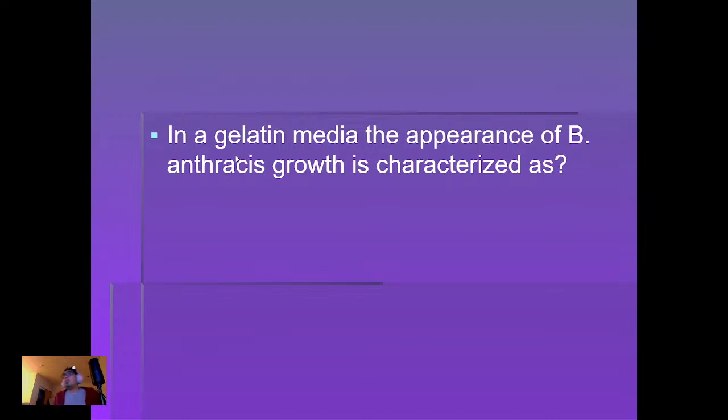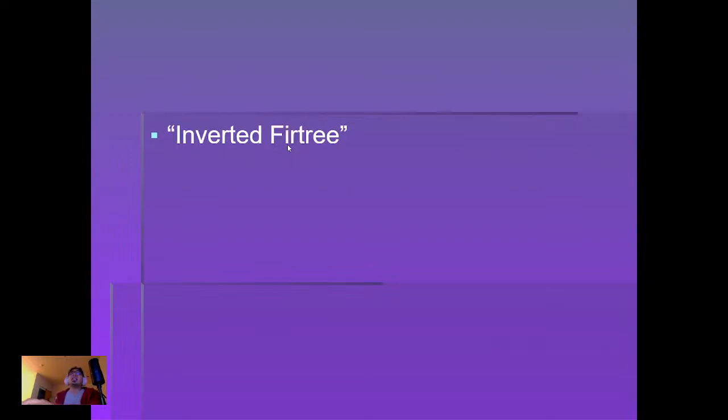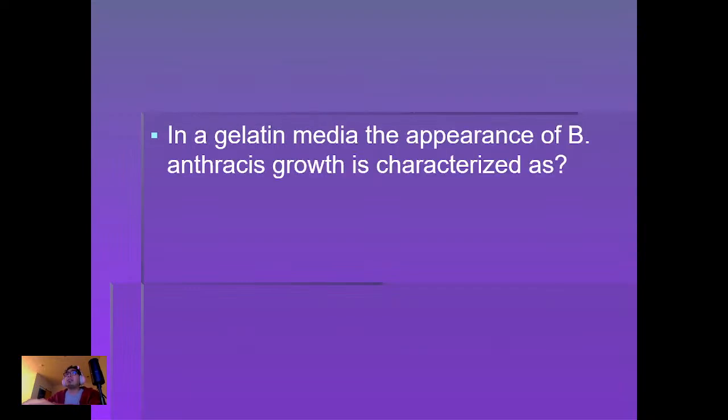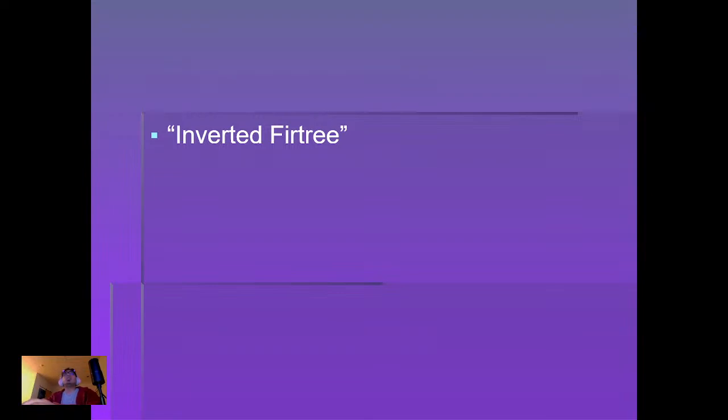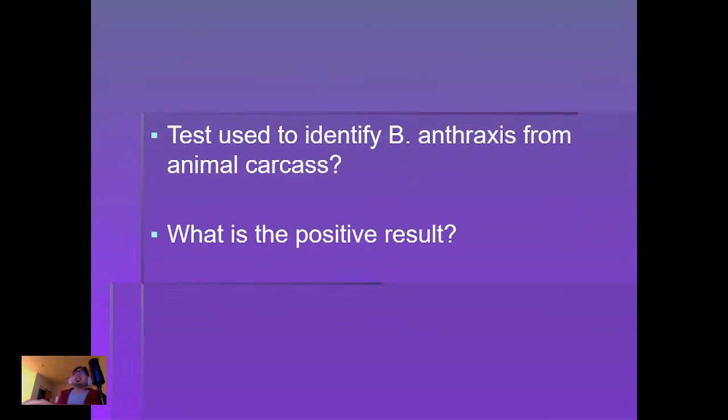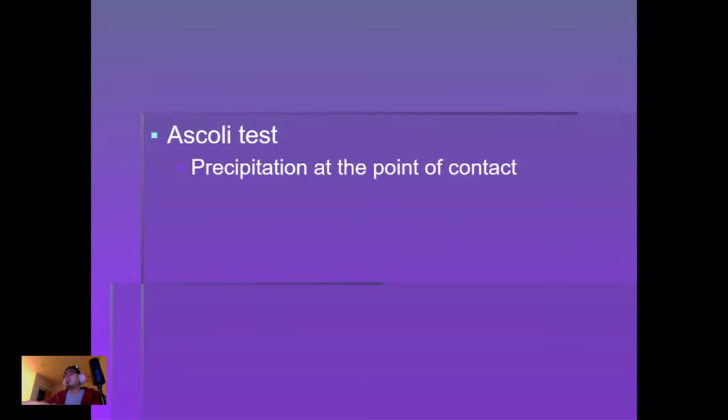Okay? Now, we also have to look at the other media, which is gelatin media. In gelatin media, Bacillus anthracis looks like an inverted fir tree. Ano yung inverted fir tree? Christmas tree. Okay? Inverted Christmas tree. Kasi stab siya. Gelatin stab ang tawag namin doon. Another test that we can use to identify Bacillus anthracis from animal carcasses is what we call the Ascoli test. The Ascoli test is basically precipitation at the point of contact.